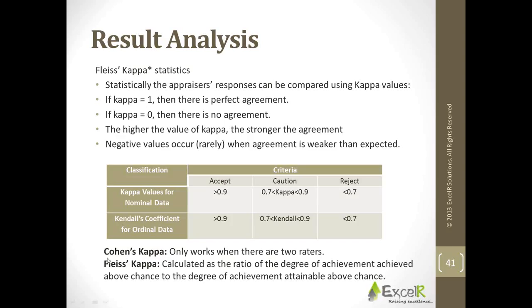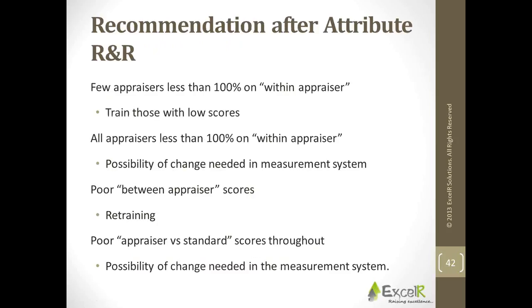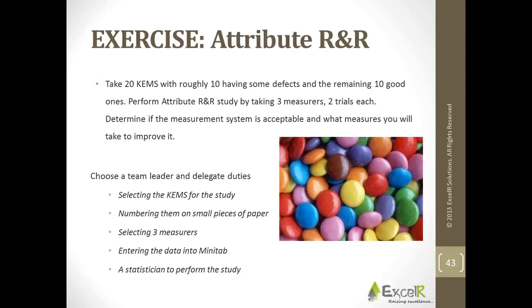And look at this, there are two kappa values. Fleiss' kappa, you use in one scenario. Cohen's kappa, you use in another scenario. Cohen's kappa you use only when there are two raters. That means if there is student 1 and student 2, appraiser 1 and appraiser 2, only if there are two raters does this work. Otherwise you use Fleiss' kappa. I think these are a few recommendations that you can follow after doing that exercise.